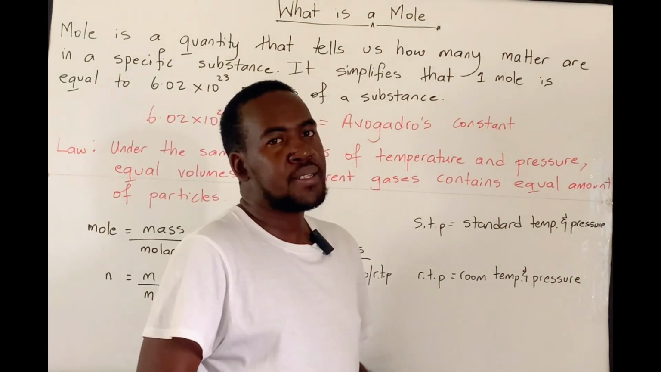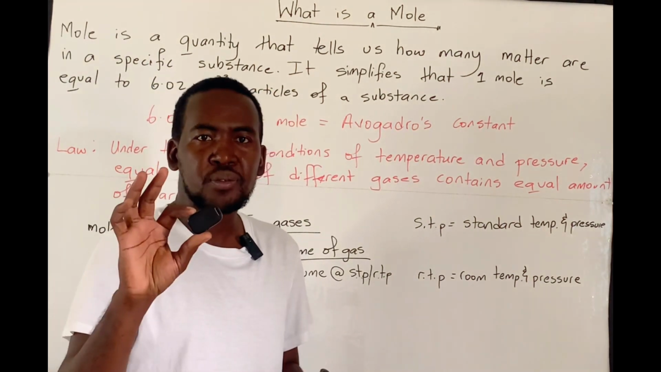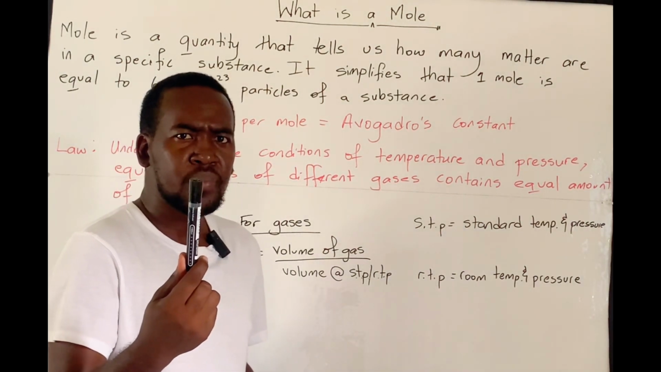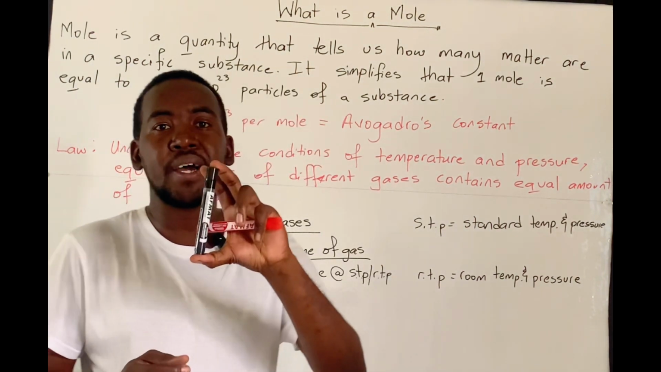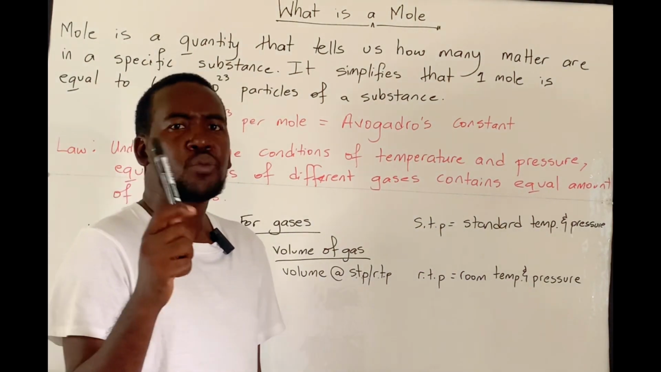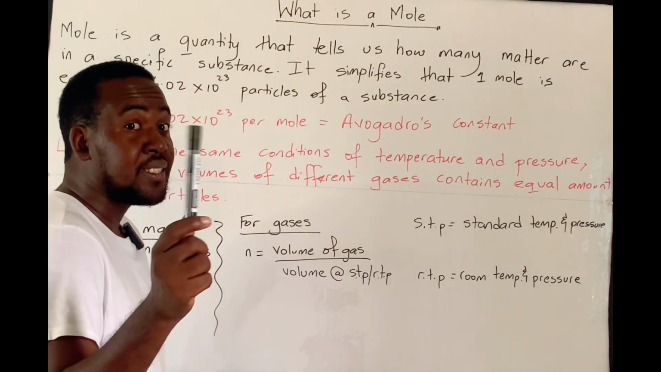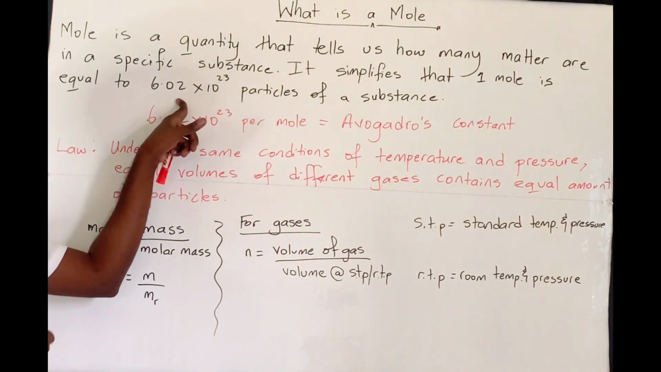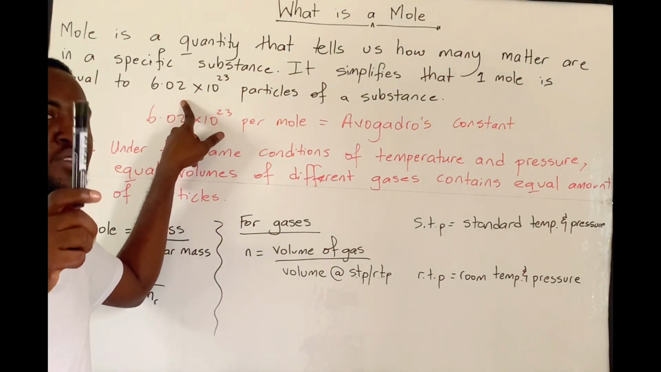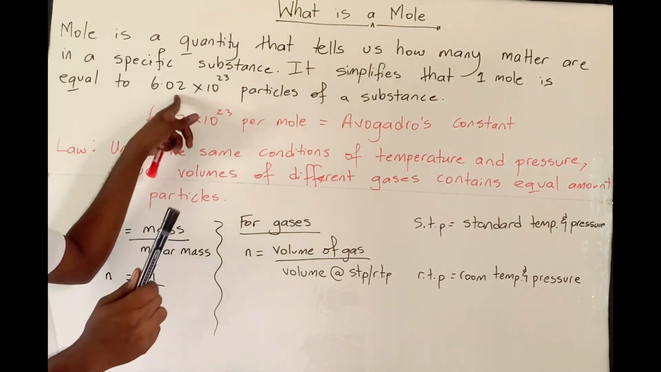So the mole simplifies and tells us that if we want to know how many particles are in this remote, or how many particles are in this marker, if we quantify it and say this is 1 mole of the substance that makes up this marker, then what we're telling the reader is that scientists proved that there are 6.02 times 10 to the 23 particles that make up this object, right? So if it's half of a mole, then it will be half of this number.